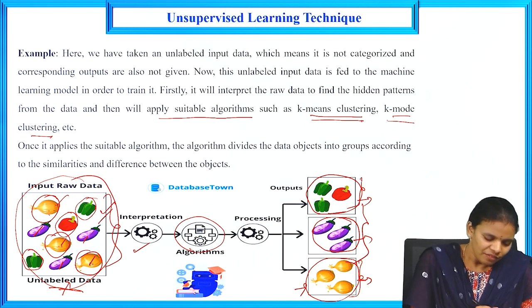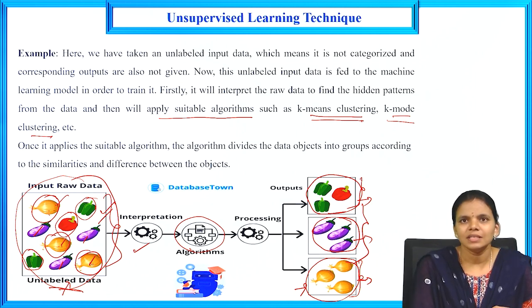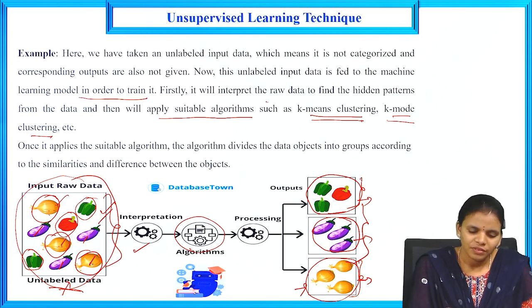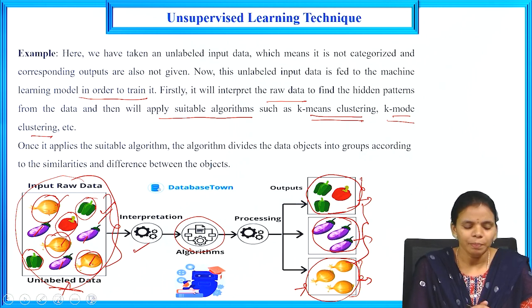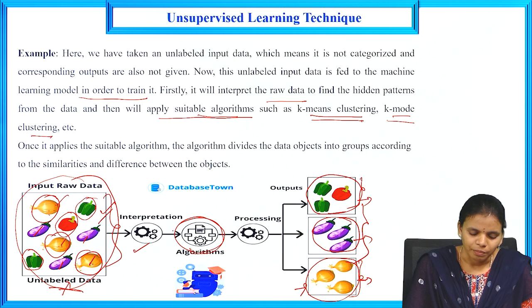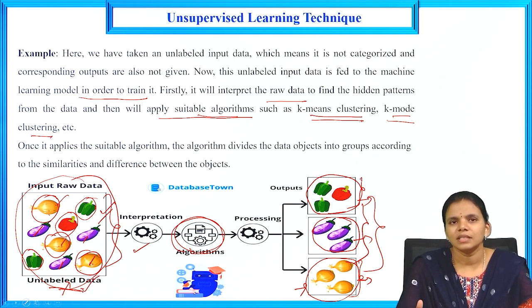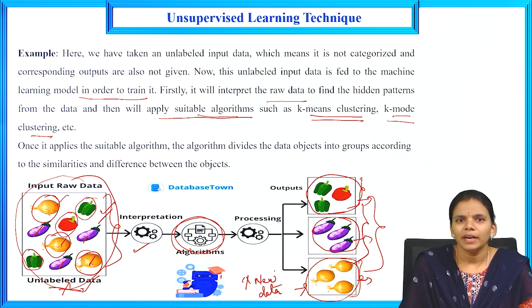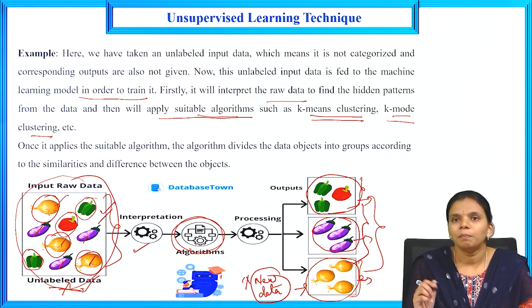Here we are feeding this unlabeled data set to train the machine learning model. The first thing is it will interpret this raw data to find the hidden patterns present in this data and apply the suitable algorithm. Then it will make the clusters from this data set. Yes, this completes the training of your machine learning model. Now whenever we give new data to the system to predict the output, which type of data it is, then it will predict the output.